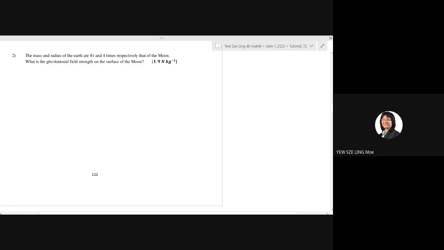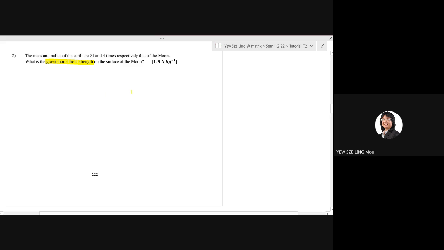The mass and the radius of the Earth are 81 and 4 times respectively to the moon. What is the gravitational field strength on the surface of the moon? The key point in this question is that it tells you the equation that you need to use, the gravitational field strength equation. That is the first thing that you need to know: which equations to use, and how to form equations when it comes to ratio type questions.